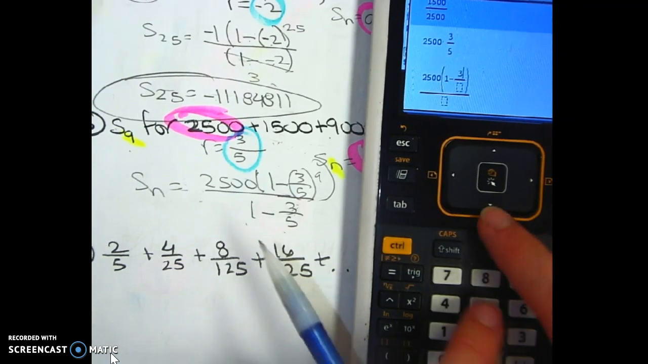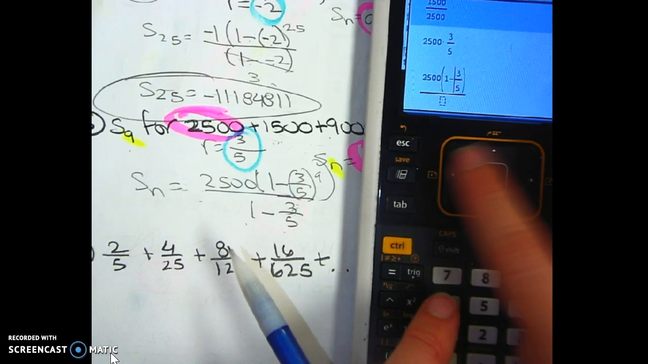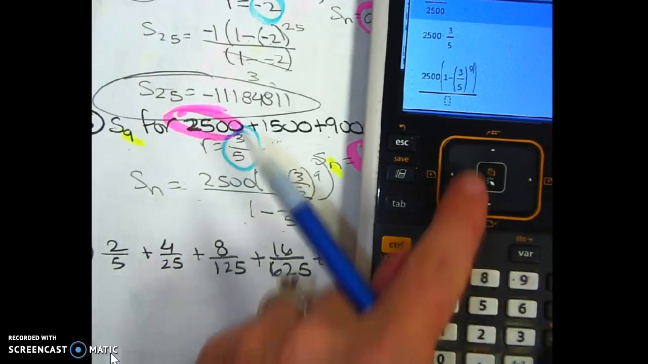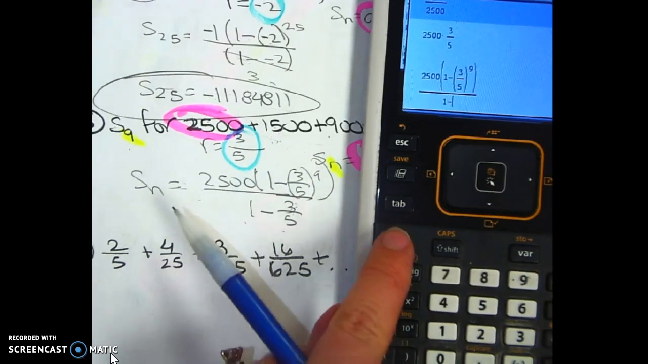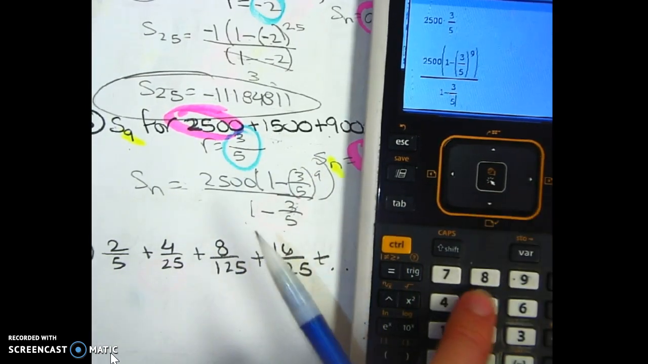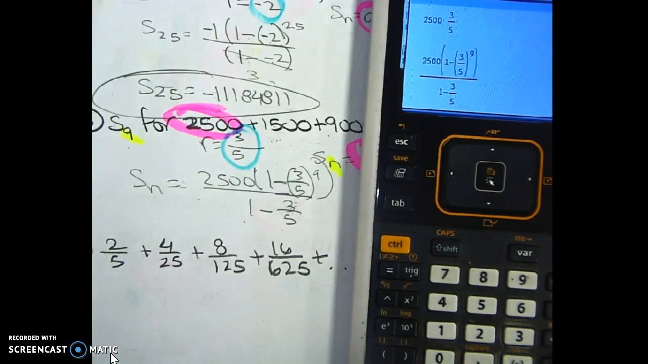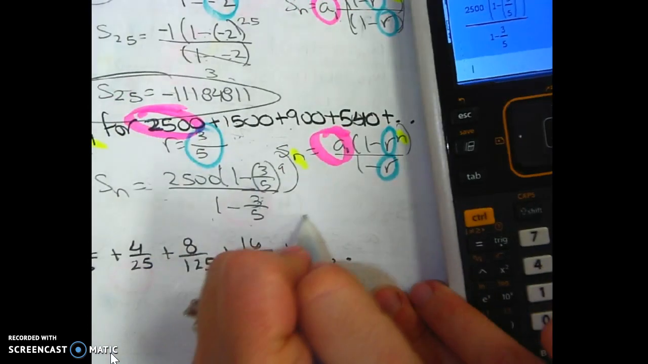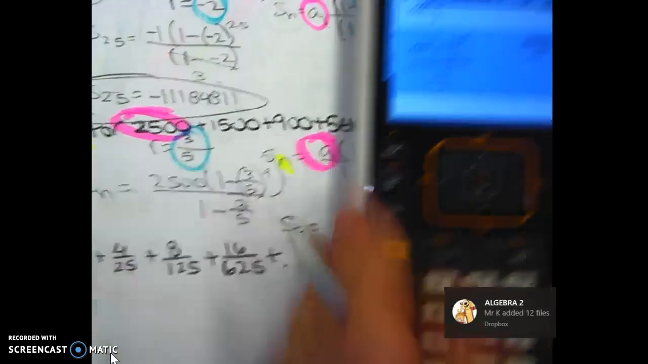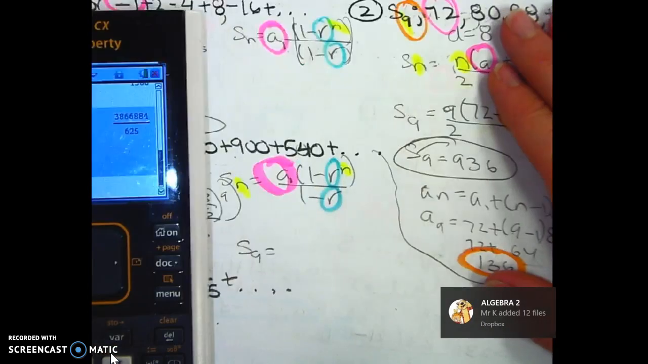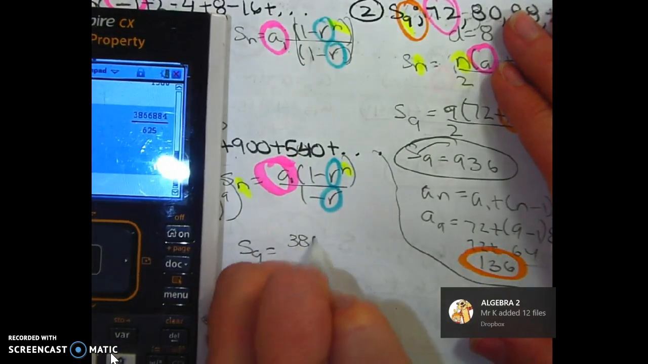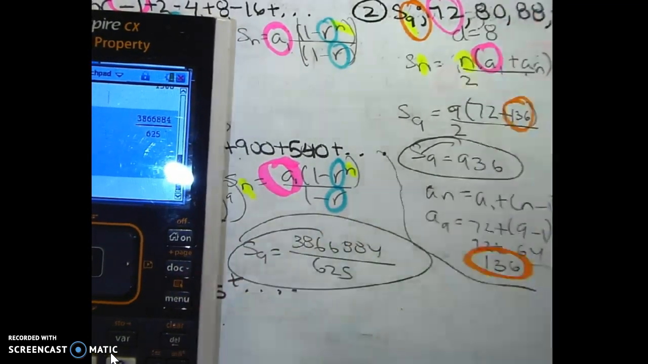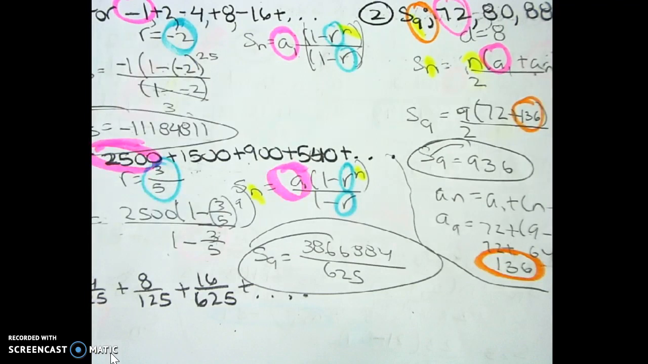Control divide, 3/5. I want to make sure that part is in parentheses. This is a lot of parentheses. To the 9th power. 1 minus, and I would probably do 2/5, but I just want to show you that no matter what, you can just get the answer. And I get a crazy fraction, but it works. So the sum of the first 9 numbers is, straight as it is, 3,866,884 over 625. Okay, let's go to the next one.